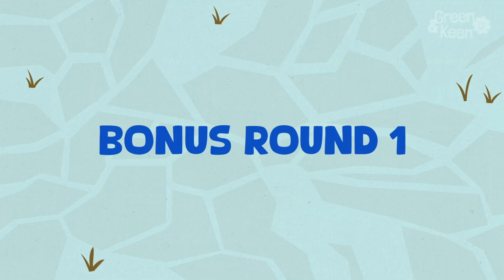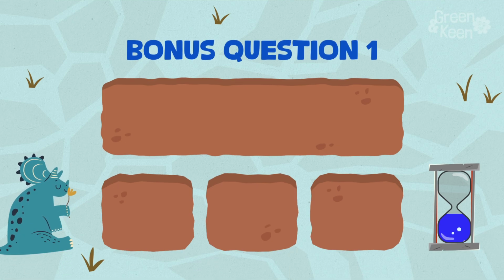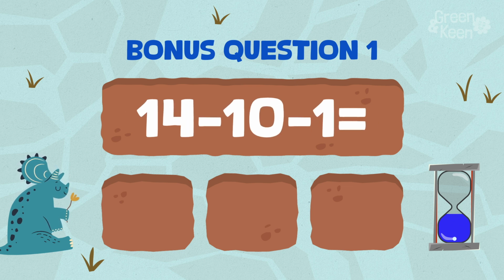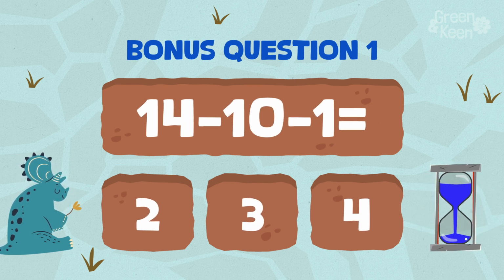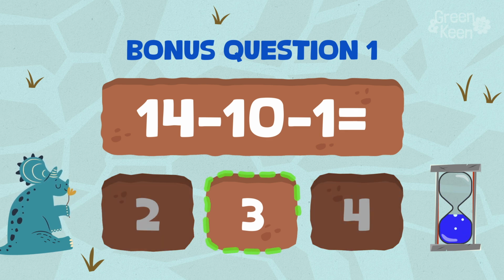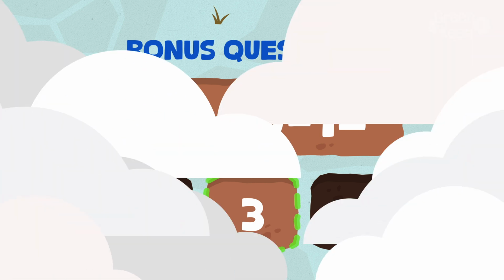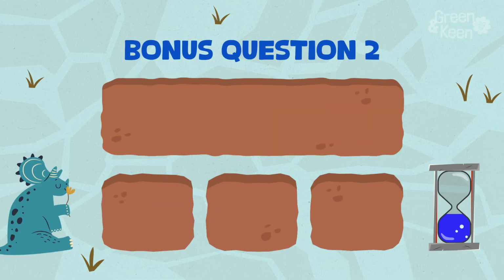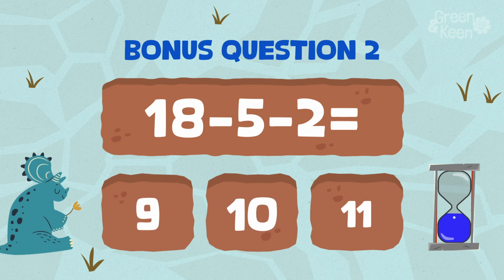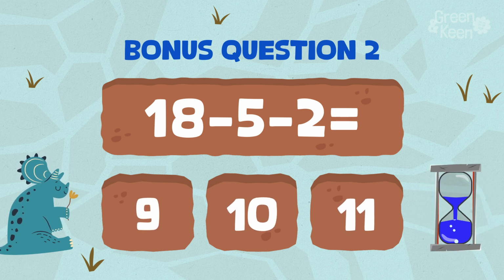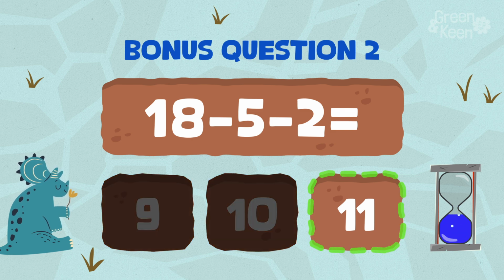Get ready for bonus round. Bonus question number 1. 14 minus 10 minus 1 equals... The answer is 3. Bonus question number 2. 18 minus 5 minus 2 equals... The answer is 11.